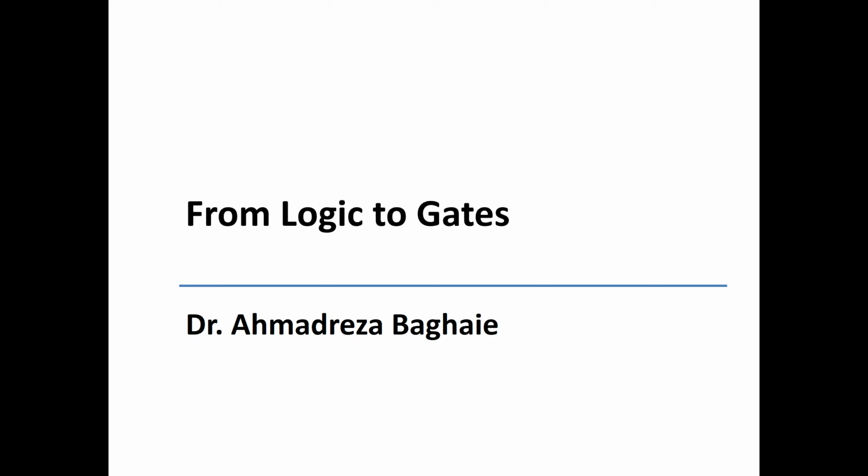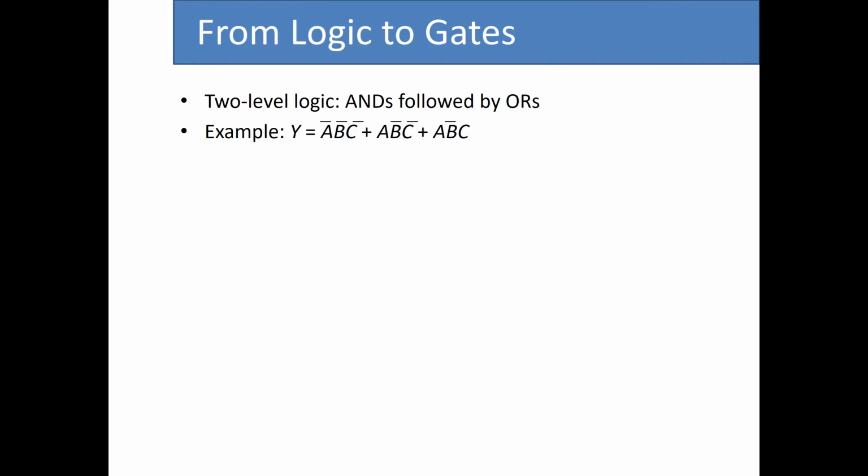In this video I want to talk about how we can go from Boolean equations into their implementations using logic gates. Of course you have seen some examples before, but I want to do it right now in a more systematic and nicer way. So let's just go through one example here.